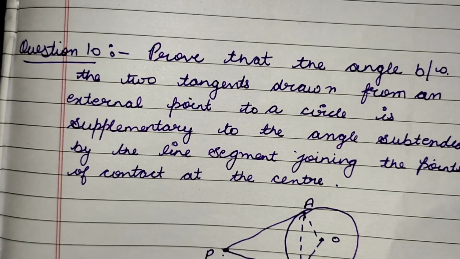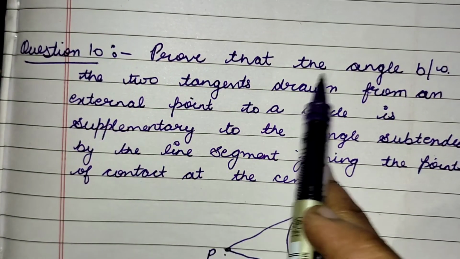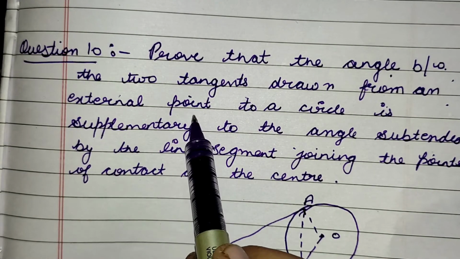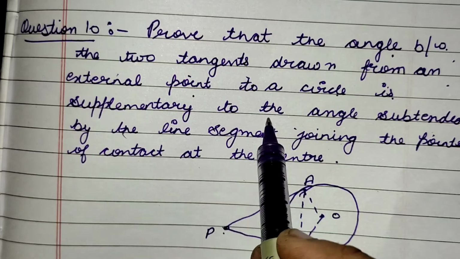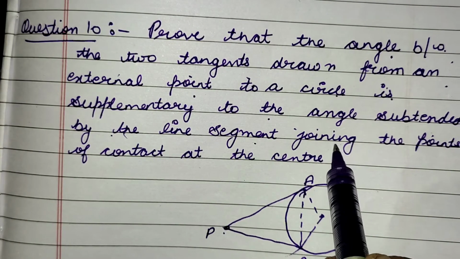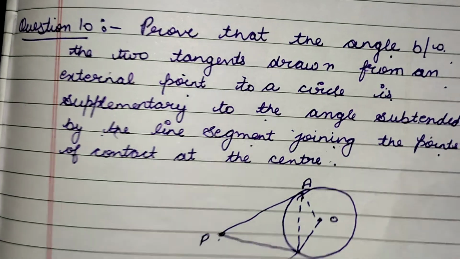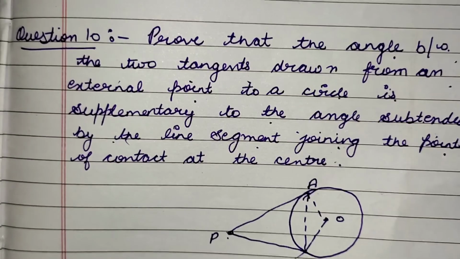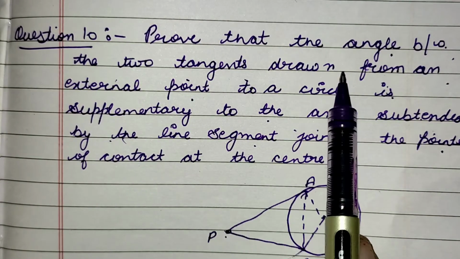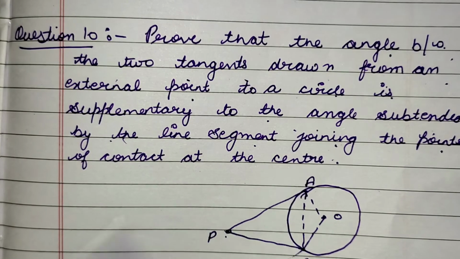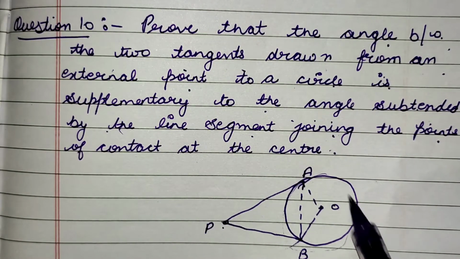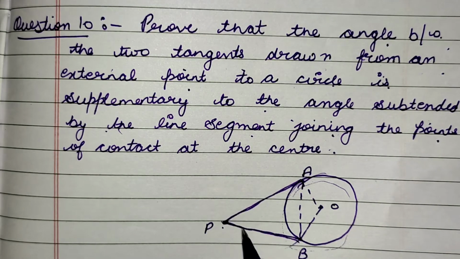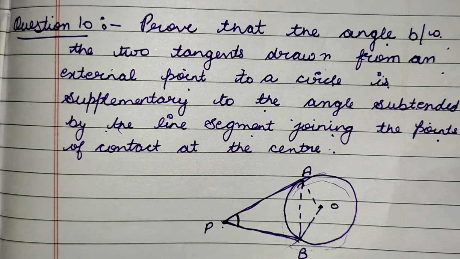Moving to question number 10, which says: prove that the angle between two tangents drawn from an external point to a circle is supplementary to the angle subtended by the line segment joining the points of contact at the center. Okay, so let's read the statement in parts. What does it say? Prove that the angle between two tangents drawn from an external point to a circle. So there is some angle which is formed where? Which is formed where the two tangents drawn from the exterior point of the circle meet.